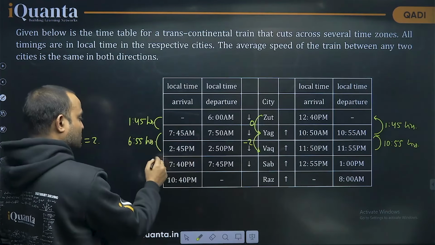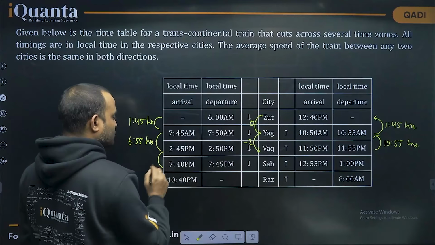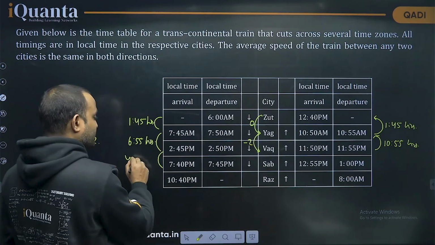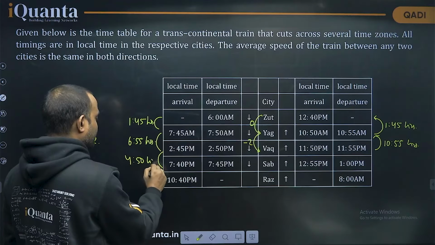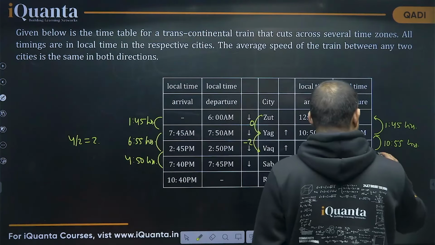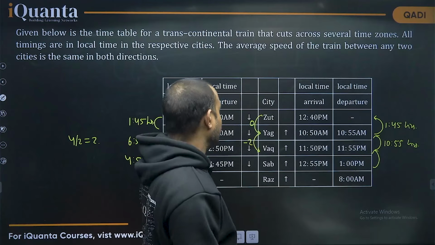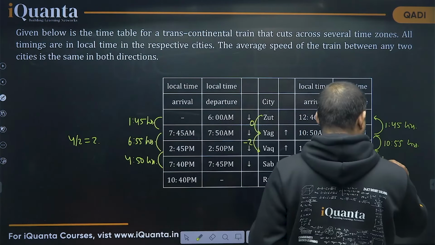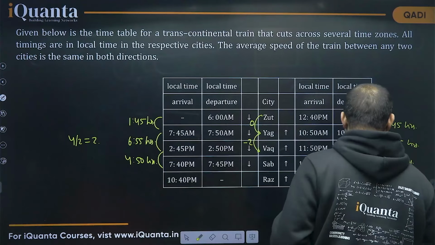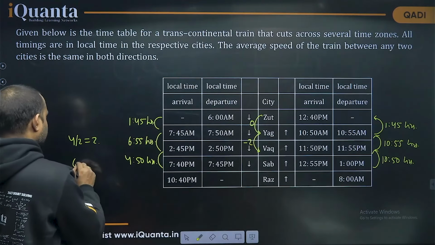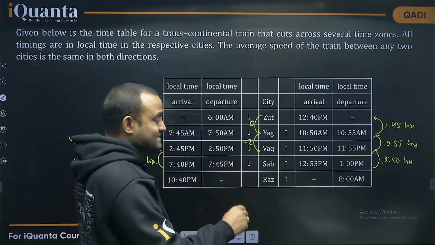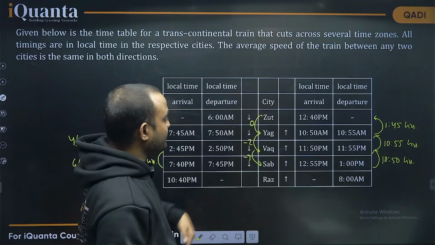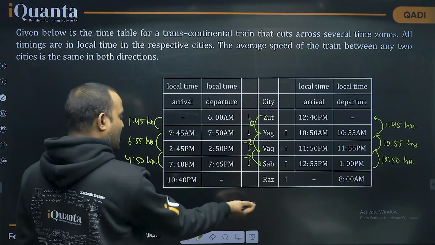Then again, similar from Walk to SAB, 2:50 to 7:40. What's the time difference? 2:50 to 7:50 is 5 hours, 10 minutes less, so 4 hours 50 minutes. And from here to here, 1 p.m. to 11:50 p.m. Oh, that's a big difference, right? This will be 10 hours 50 minutes. Now the difference is 6, 6 by 2. That means Walk is 3 hours ahead of SAB, but if you are going forward, SAB is 3 hours behind Walk. And then comes SAB and Raj.